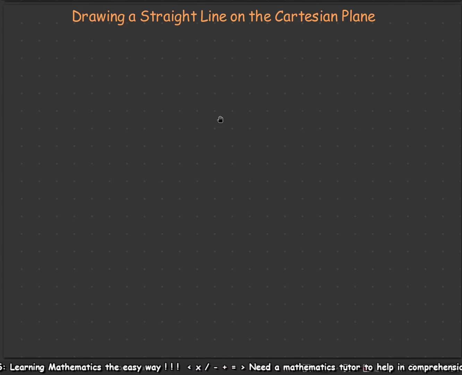Now in this lesson, we are learning how to draw a straight line on a Cartesian plane. Without much ado, let's quickly look into it.